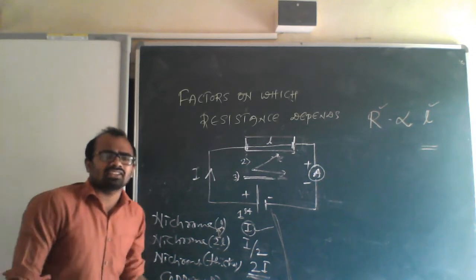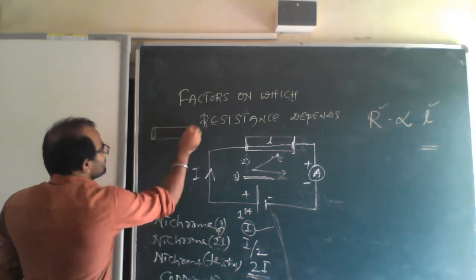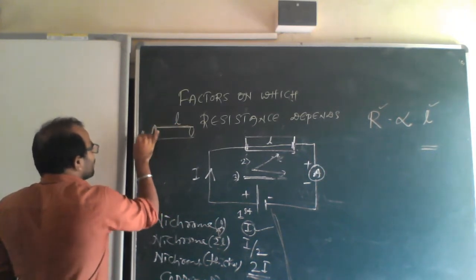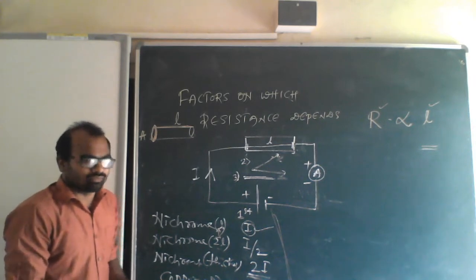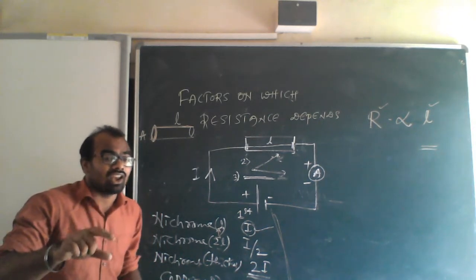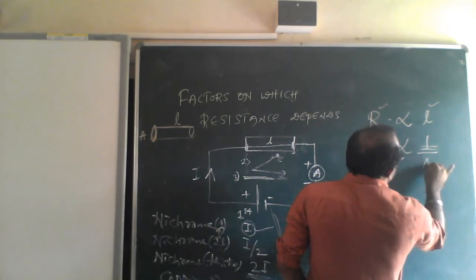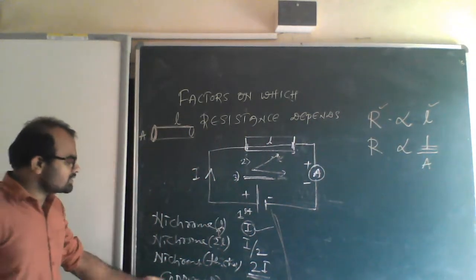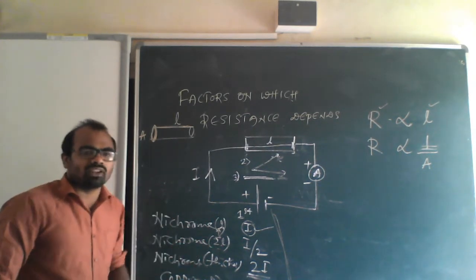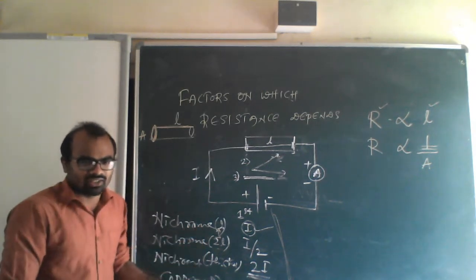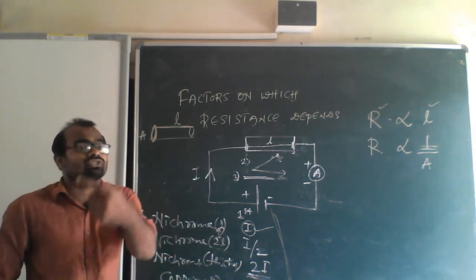Similarly, thickness means area of cross section. Suppose this is a wire. This is length, whereas this is area of cross section. When area of cross section increased, current increased, that means resistance decreases. That means R is inversely proportional to the area of cross section. And the third one is copper wire. Here you have to understand the nature of the material. Nitrile is a different wire, copper is a different wire. So the nature of the material changes here. Nitrile has a different nature compared to copper. So that time current also varies, which means resistance also varies.